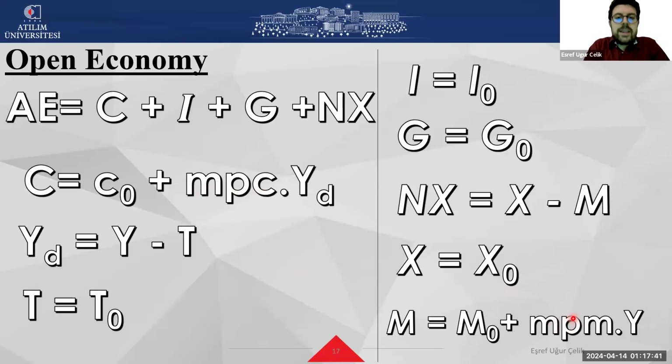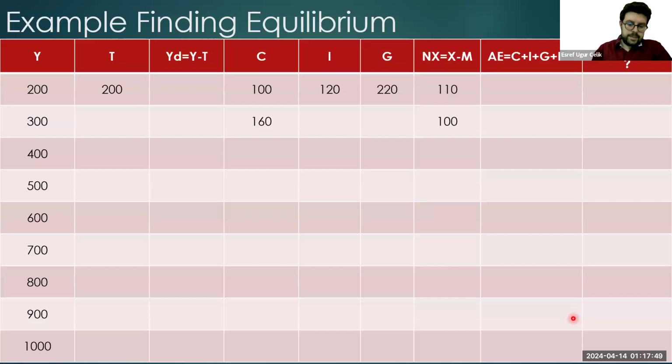Before we start that part, please come back and make a revision to understand easily. Okay, a new question for you. A table question. In the first column, I give the total income, net taxes, disposable income, total consumption, planned investment, government expenditure, net export, and aggregate expenditure for the open economy. And I ask for the equilibrium.